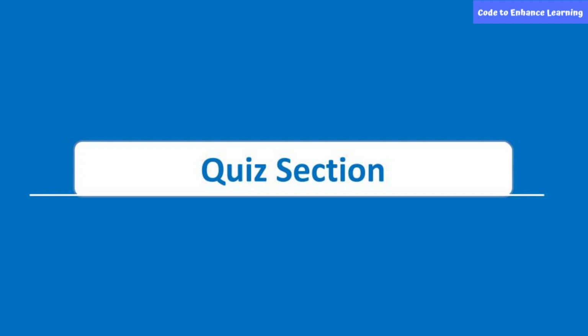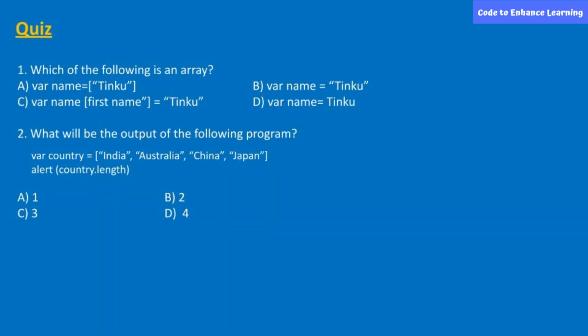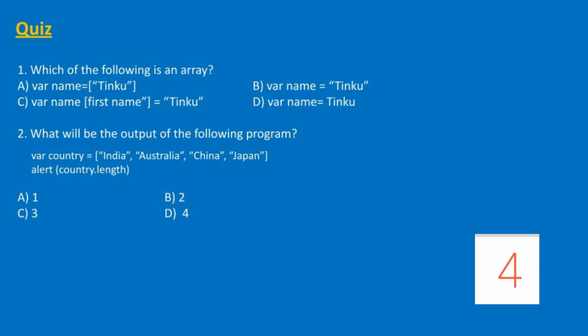Okay, so now we are at the end of this session. I have some quiz questions for you. By now, you must be in a position to solve these questions. So, go for it. Try them. I hope you got the answers correctly. Question 1. Which of the following is an array? The answer for the first question is option A. Second question. What is the output of the following code? And the answer is option C.